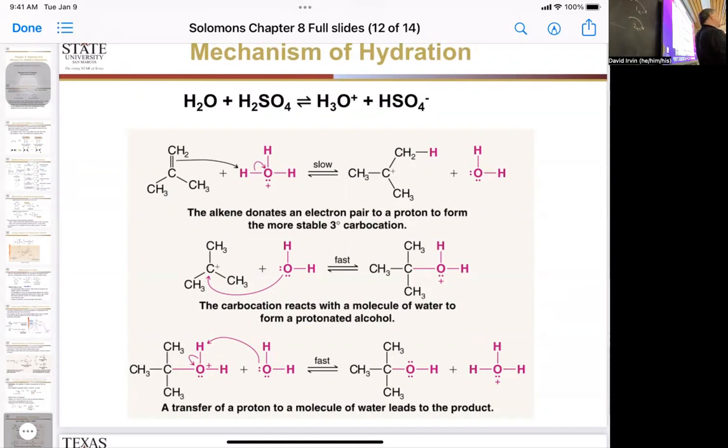This is very similar to the hydrohalogenation, right? Because we form a carbocation, and in one case we have the lone pairs from the halogen creating a new single bond. In this case, we have the lone pairs from the oxygen forming a new bond. So it's the same mechanism. It's just what is the nucleophile. All right.